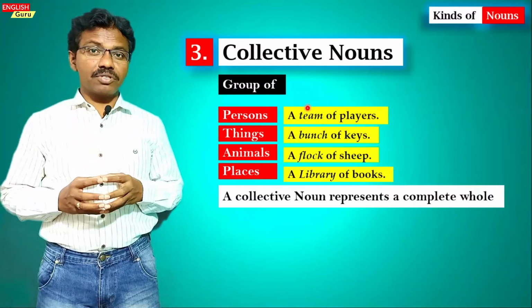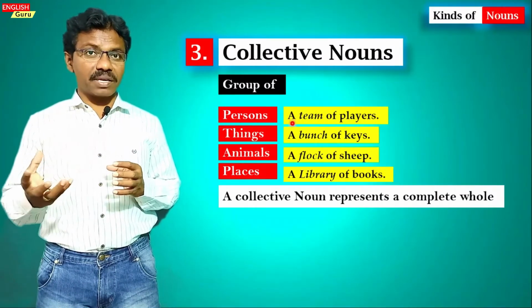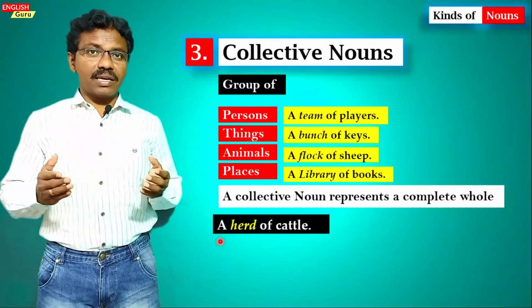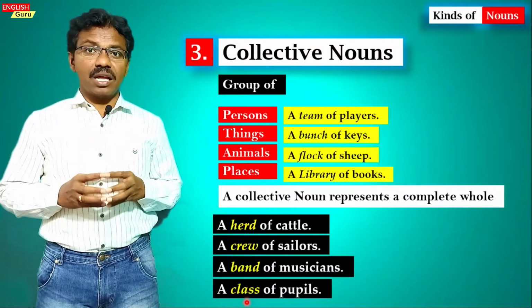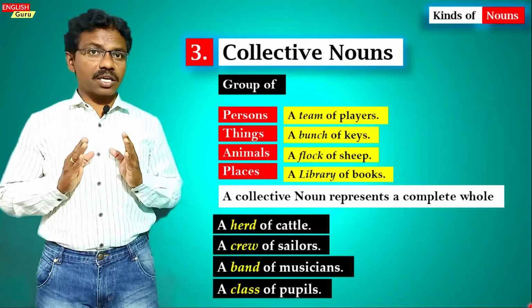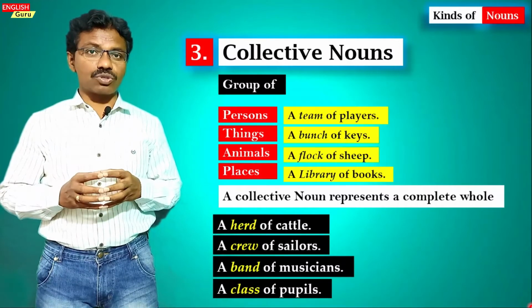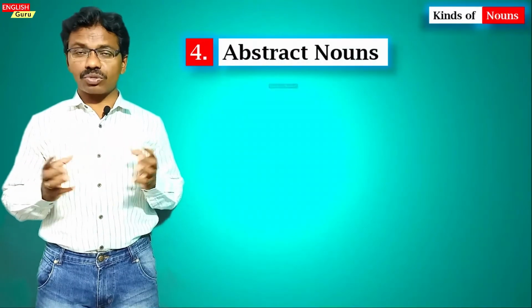So for example, if you say team of players, team includes all 10 to 11 players, so it's the complete set of that particular team. And other examples: a herd of cattle, a crew of sailors, a band of musicians, a class of pupils. Herd, crew, band, class, they are all collective nouns. So the collection of one kind put together, they are called collective nouns.